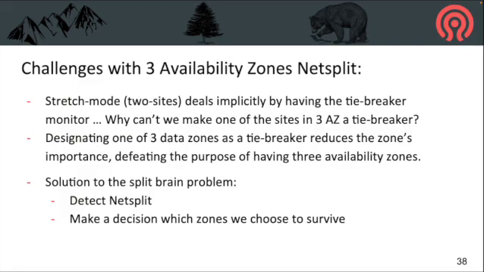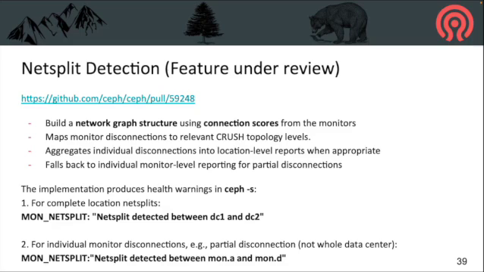So you might think, why can't we just deal with this by having a tiebreaker monitor? Well, designating one of the 3 data zones as a tiebreaker reduces that zone's importance, so it kind of defeats the purpose of having 3 availability zones. So I broke down the solution into 2 things. First, we need to detect net split, and second, we have to make a decision on which zones we choose to survive. The net split detection feature already has a pull request open. It's currently under review, hoping to get into the T release.